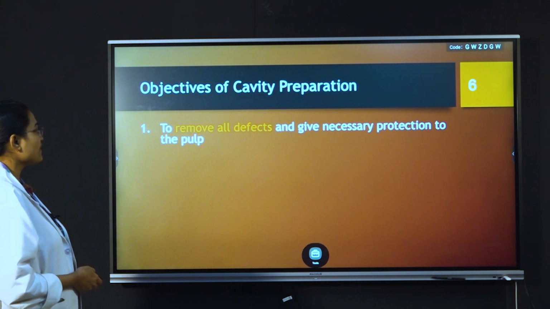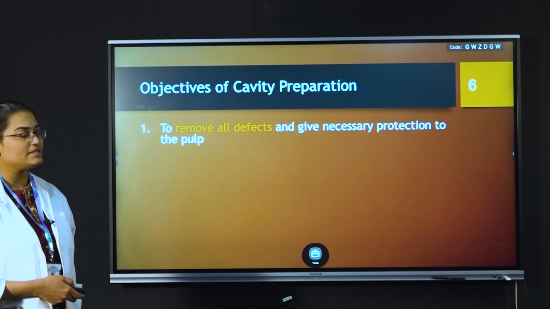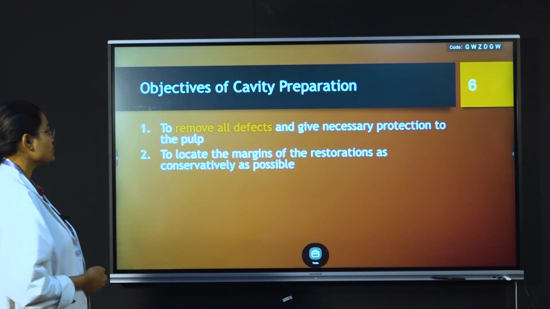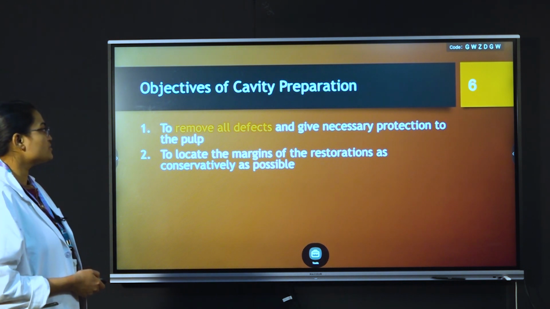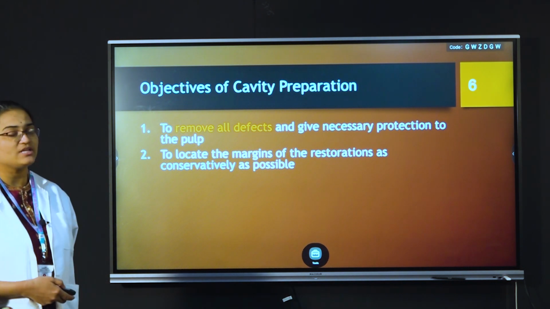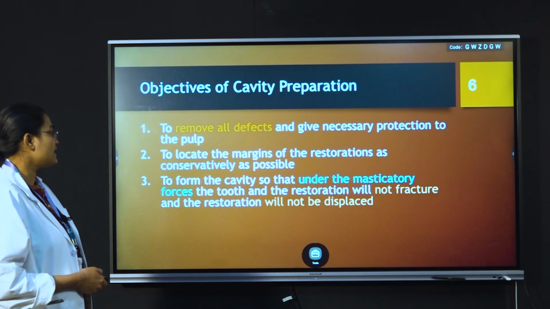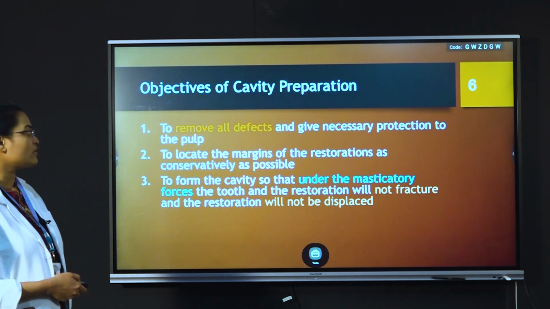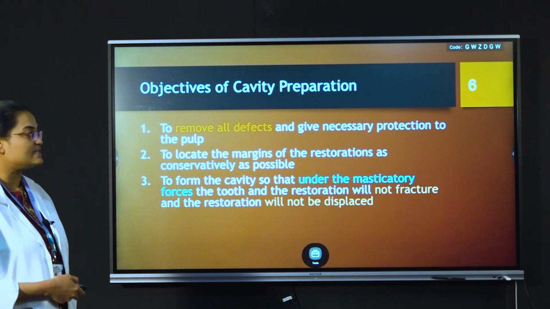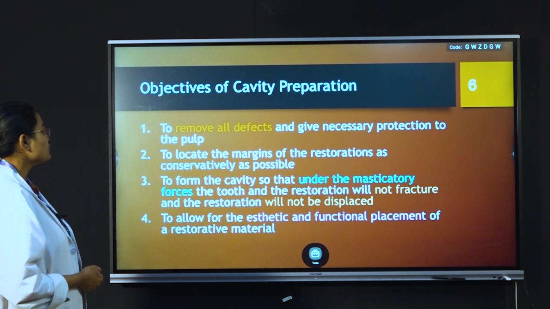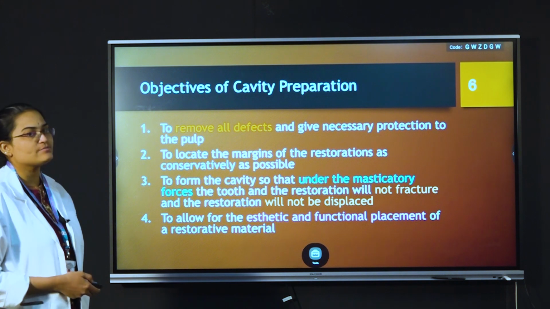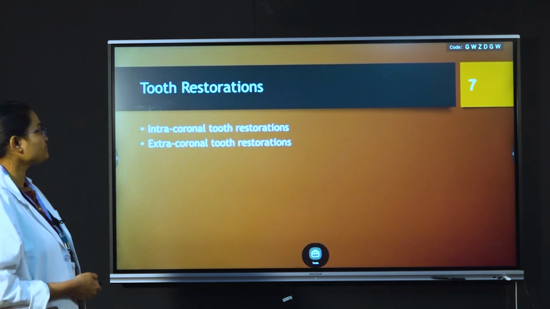The objectives of cavity preparation are to remove all the defects and to give necessary protection to the pulp, and to locate the margins of the restorations as conservatively as possible, and to form the cavity so that under the masticatory forces the tooth and the restoration will not fracture and the restoration is not displaced, to allow for the aesthetic and functional placement of a restorative material.